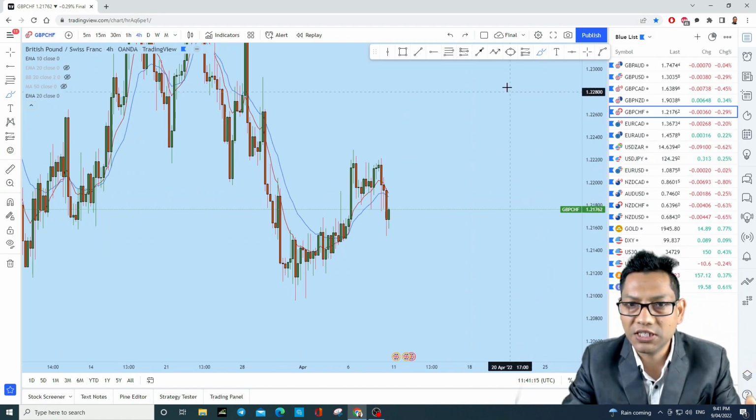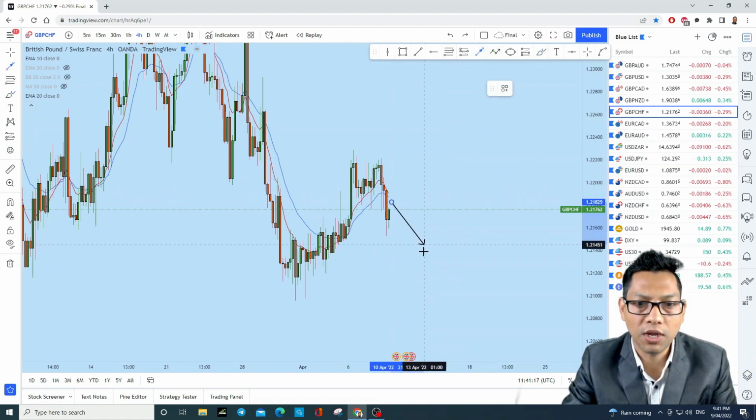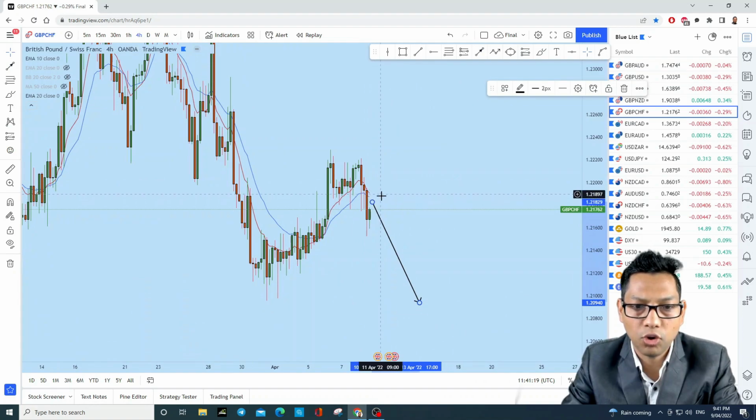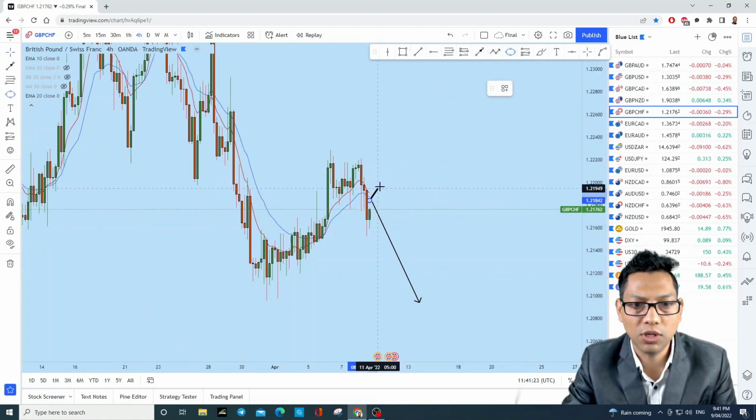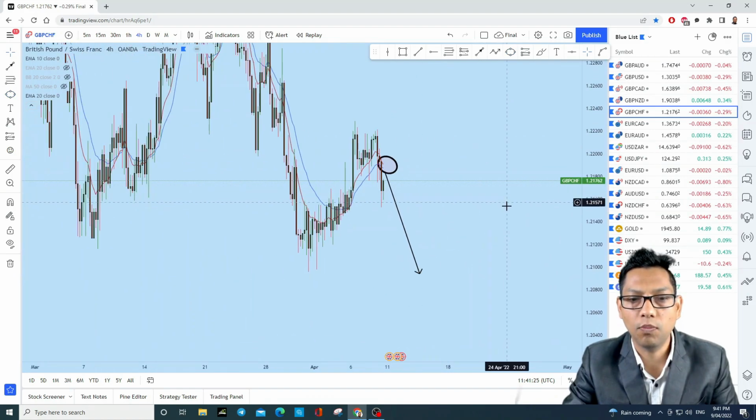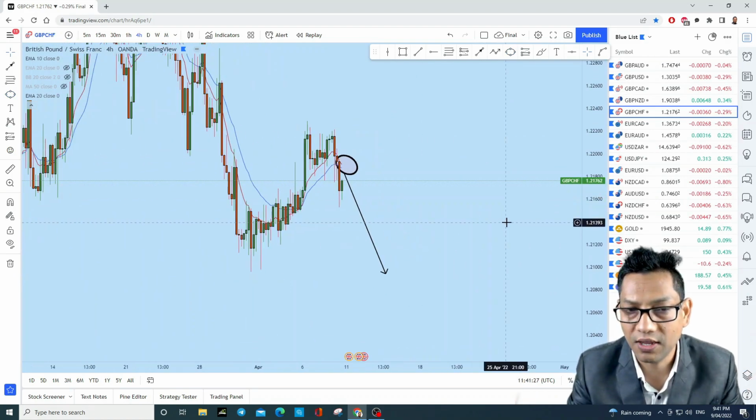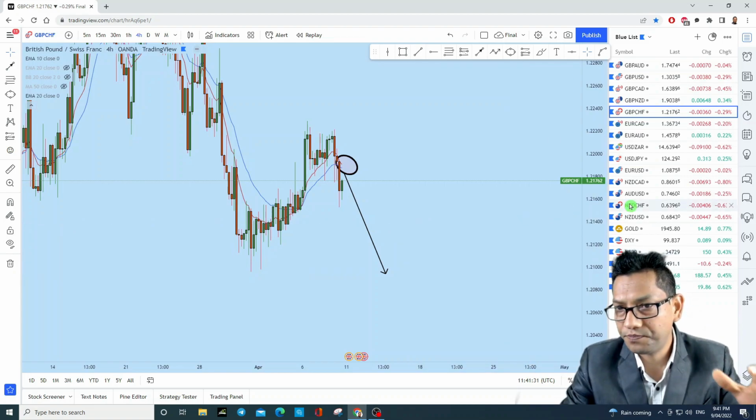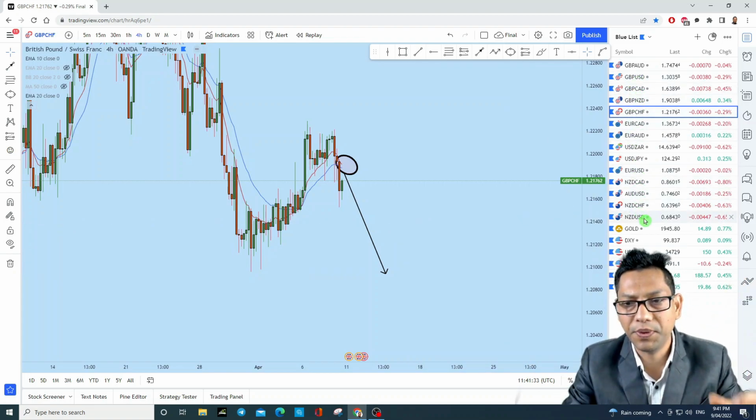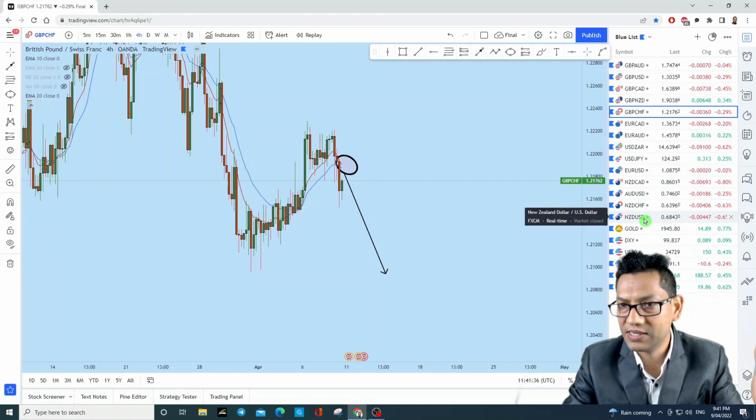So GBPCHF is bearish as well, so I will be looking to see a narrow doji here or any kind of bearish price action in this zone. As soon as I find it, I'll think of going short or selling with a high risk to reward ratio. So these are all the GBP pairs behaving in the same way.